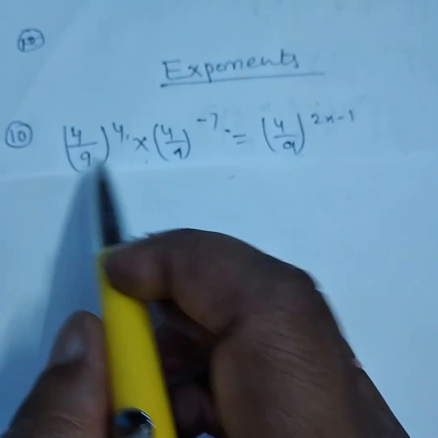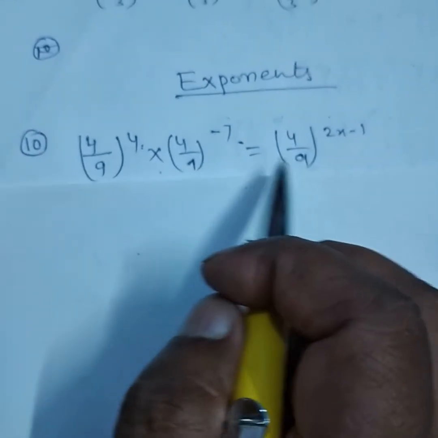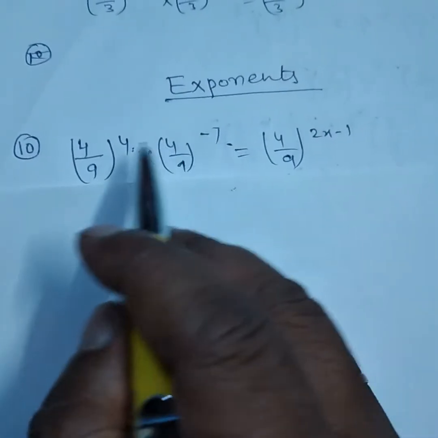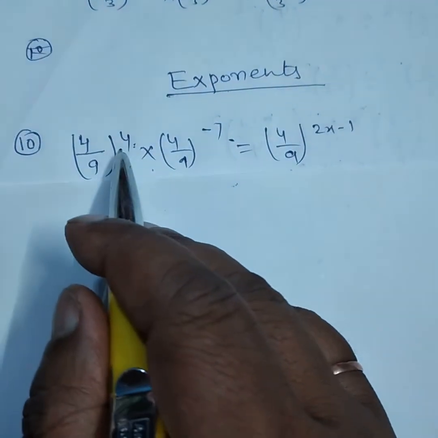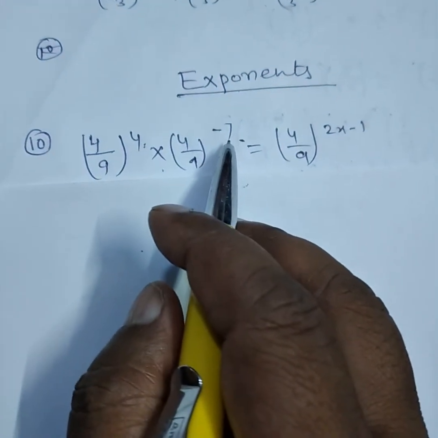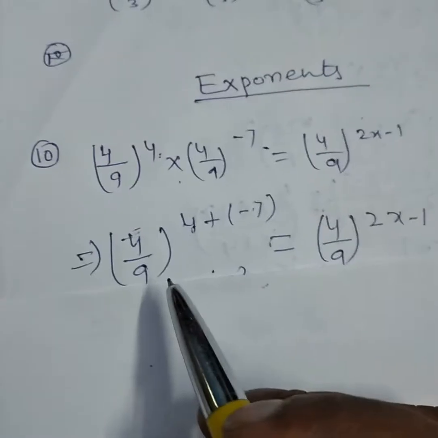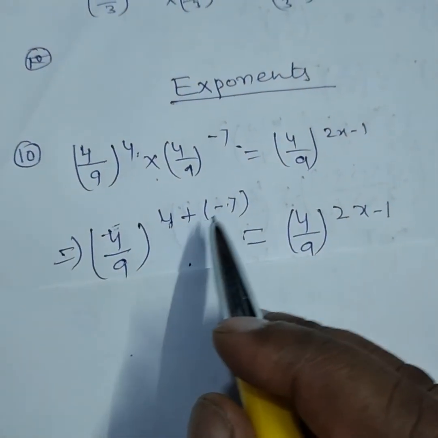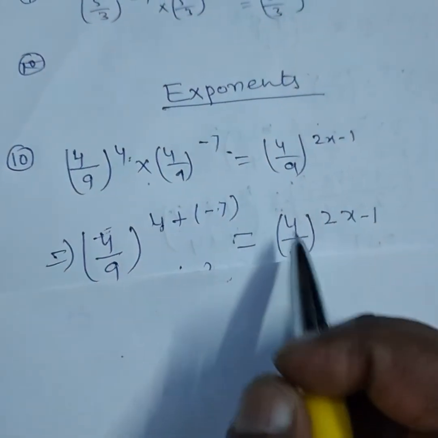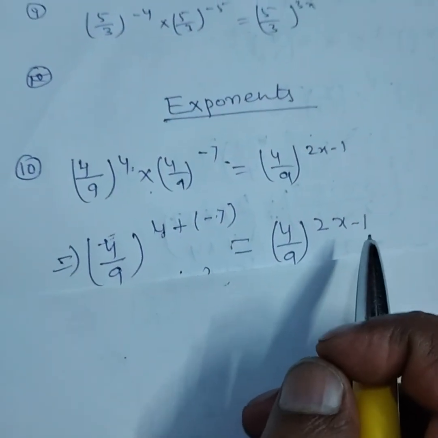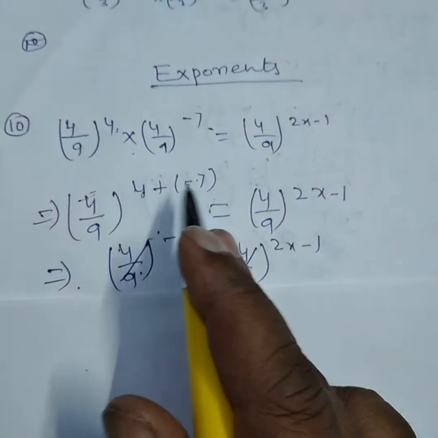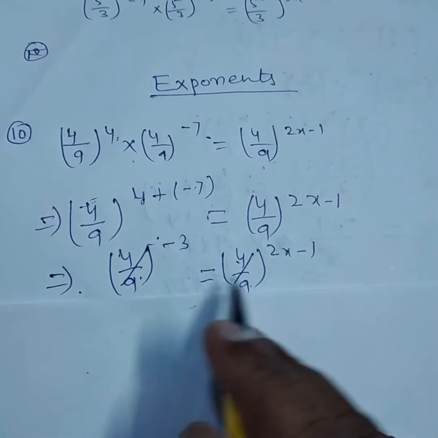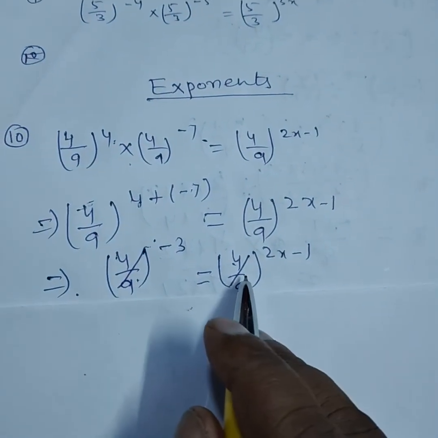Children, 4 upon 9, 4 upon 9 and 4 upon 9, all three are the base of the exponents and all are equal. So here it is multiplication, so we will add their exponents according to our identity. So (4/9)^(4 plus negative 7) equals (4/9)^(2x-1). Here 4 and minus 7 will become minus 3, and this one is as it is, but the bases are equal, so we will cancel both the bases.